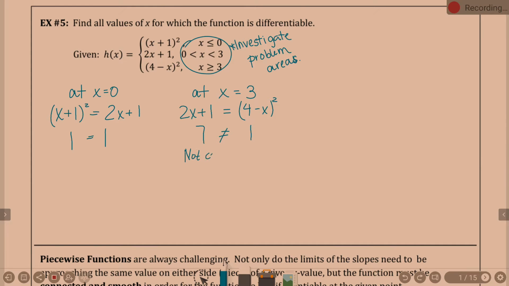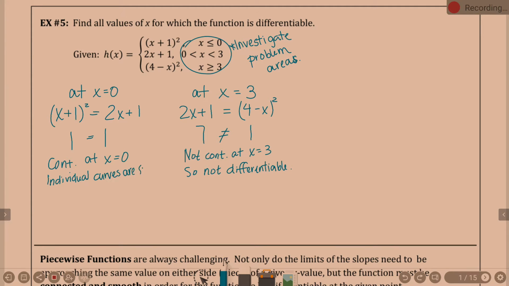So I'll just write a little bit of a note. Not continuous at x equals 3, and we're going to write this in intervals in a moment, but so not differentiable. Over here, this one is continuous at x equals 0. And then I'm just looking at the individual curves are smooth.